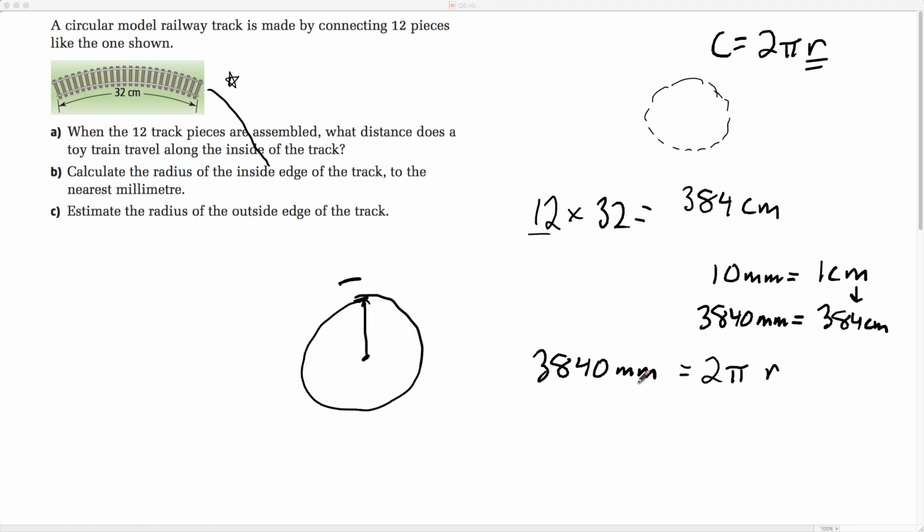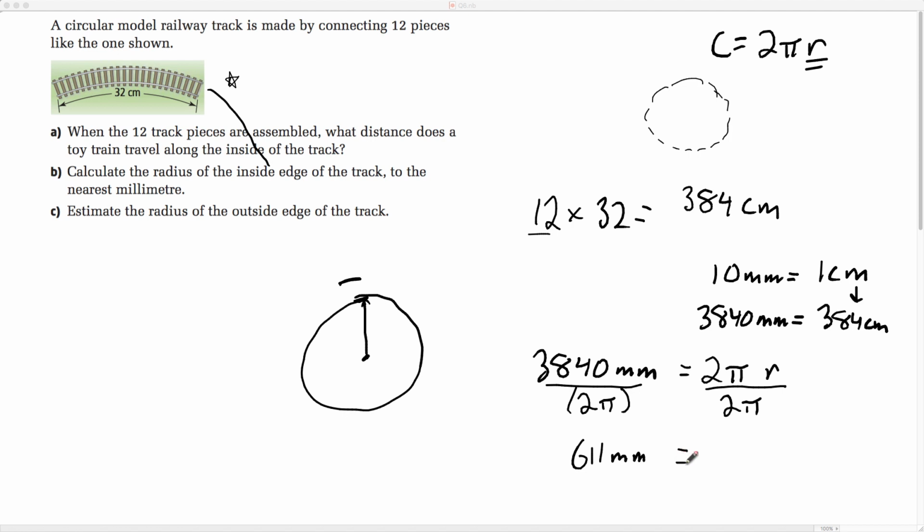So I'm taking 3,840. We've done this calculation a bunch of times. We want to get r on its own, so divide both sides of the equation by 2 pi. Make sure you're dividing by 2 pi, not dividing by 2, because if you then hit pi on your calculator, it's going to multiply instead of dividing. So I've got 3840 divided by 2 times pi, using the pi button on my calculator, and I'm getting 611.154, etc. To the nearest millimeter, rounding to a whole number, it's 611 millimeters.